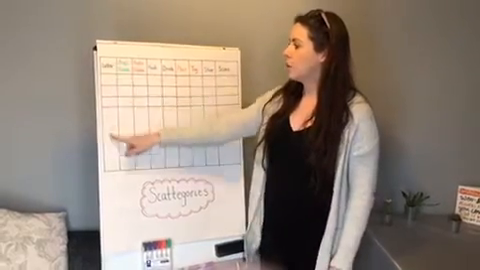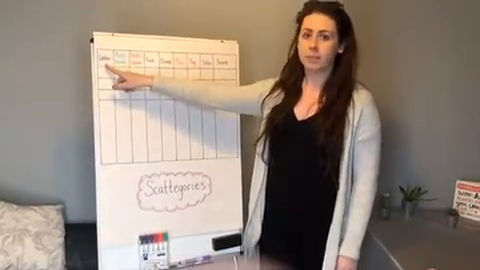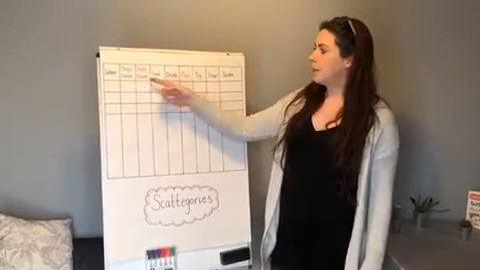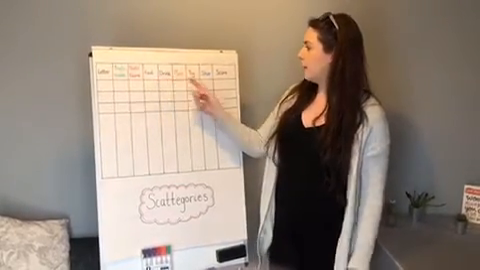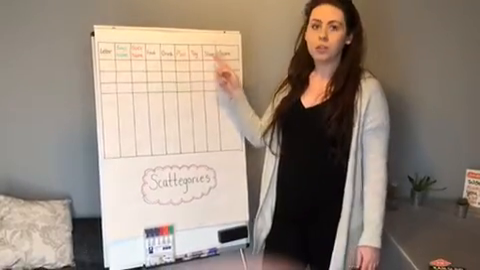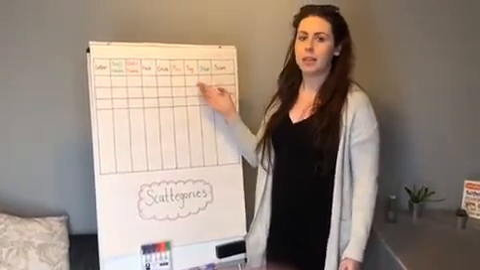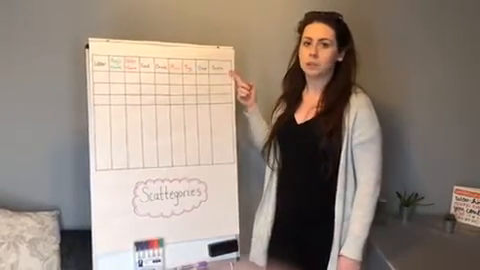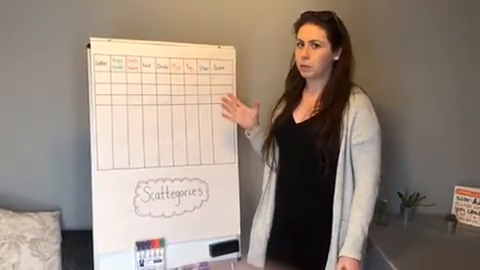The first column has to be the letter. These columns in the middle, I've got boy's name, girl's name, food, drink, place, toy and shop. You can use these ones if you'd like, or you can mix it up and have your own categories. And then the last column is for the score. So I'm going to talk you through the rules.